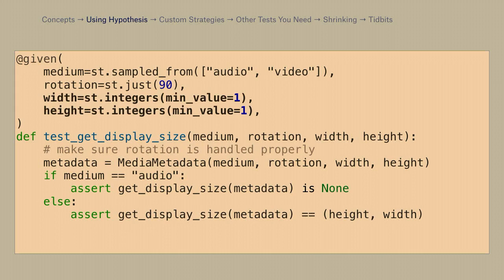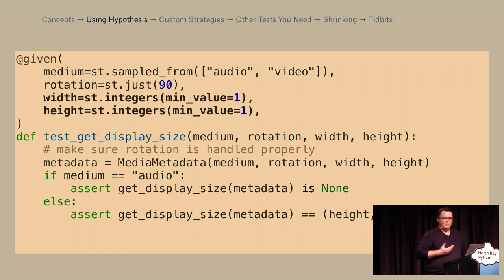Next, let's replace the just strategies for width and height using the built-in integers strategy. Here we can learn from our mistake the last time around, and we'll parameterize this right away. We'll say that width and height must always be at least 1. We know that 0 will cause it to fail, because we remember that assertion, and it doesn't really make sense to have a negative width and height. So we're just going to say 1 is the smallest value that it can take, and anything bigger than that is fine.